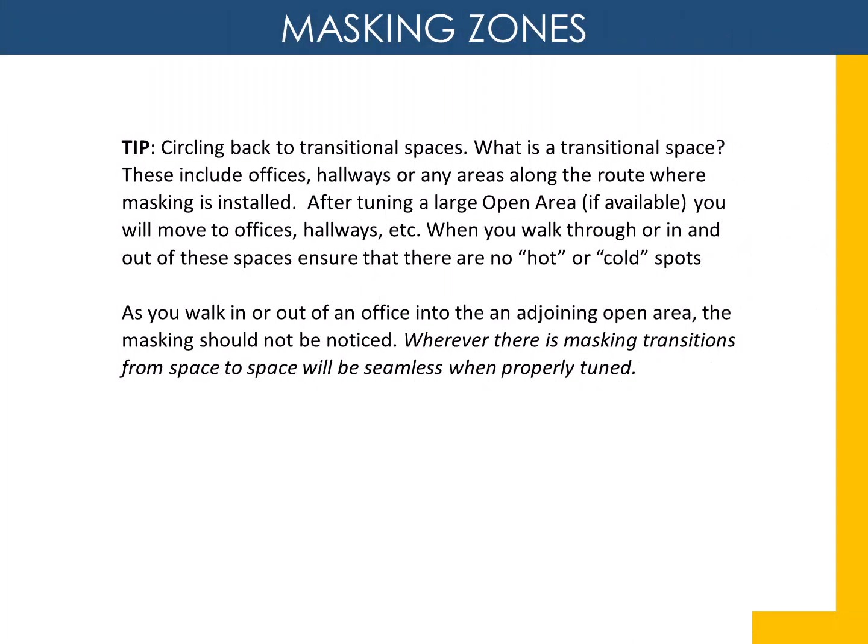I wanted to circle back to transitional spaces. What is a transitional space? These will include offices, hallways, or any areas along the route where masking is installed. After tuning a large open area, if available, you typically move to offices and hallways. When you walk through these spaces, ensure that there are no hot or cold spots. As you walk in or out of an office into the adjoining open area, the masking should not be noticed. Wherever there is masking, transitions from space to space will be seamless when properly tuned.